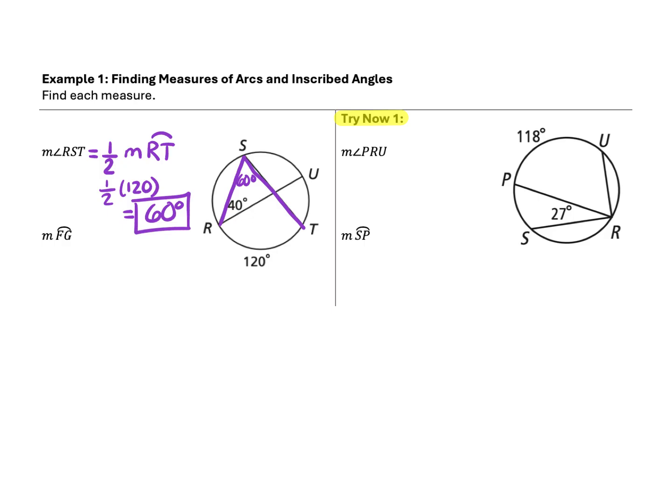This next one is a typo. Go ahead and change that to the measure of arc SU. And the measure of arc SU is this arc right here. Notice that that arc is created by this angle right here, which is 40 degrees. We know that the arc is twice the measure of the inscribed angle, meaning arc SU is 2 times the measure of angle SRU. That's 2 times 40, which is 80 degrees.